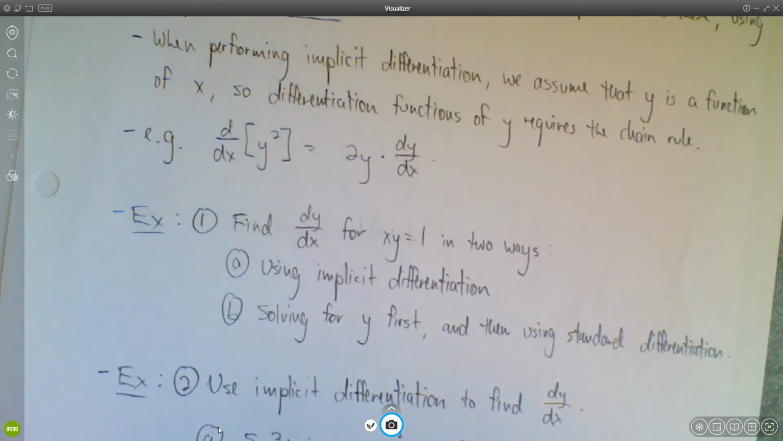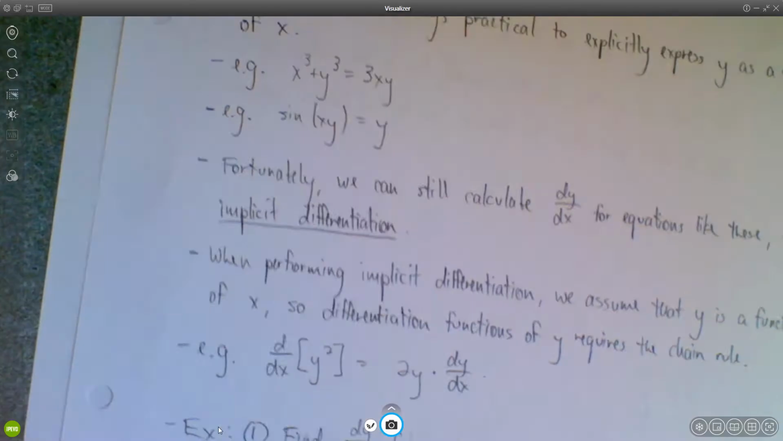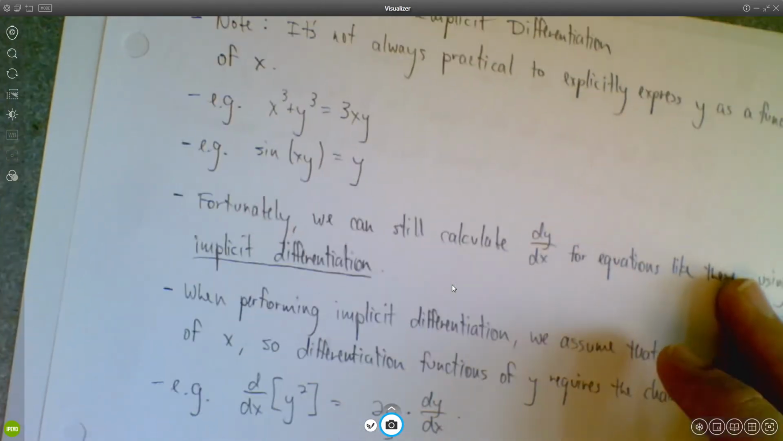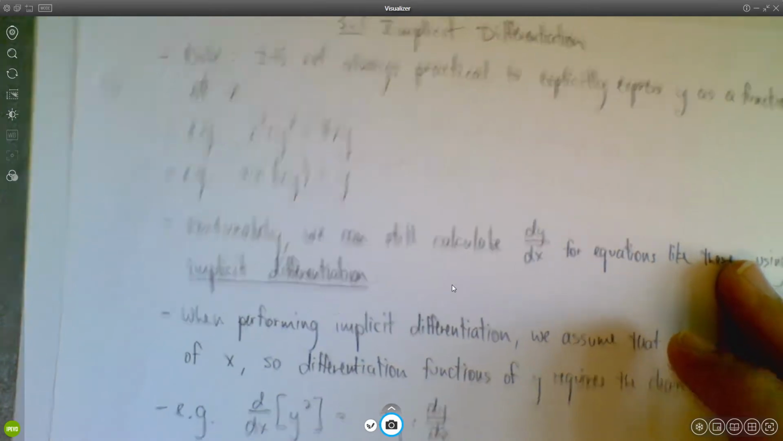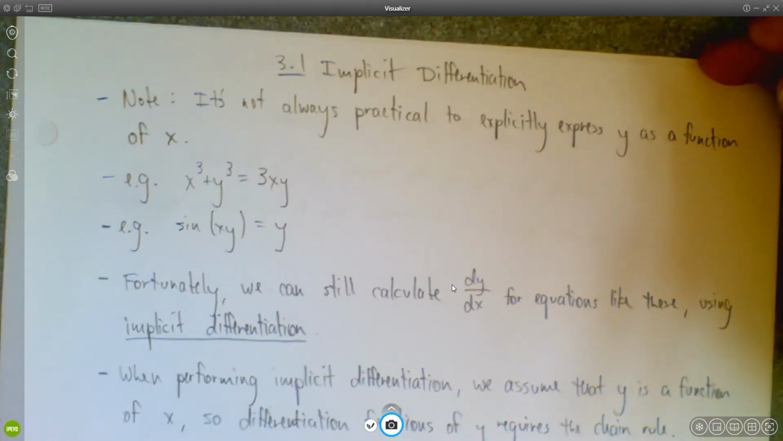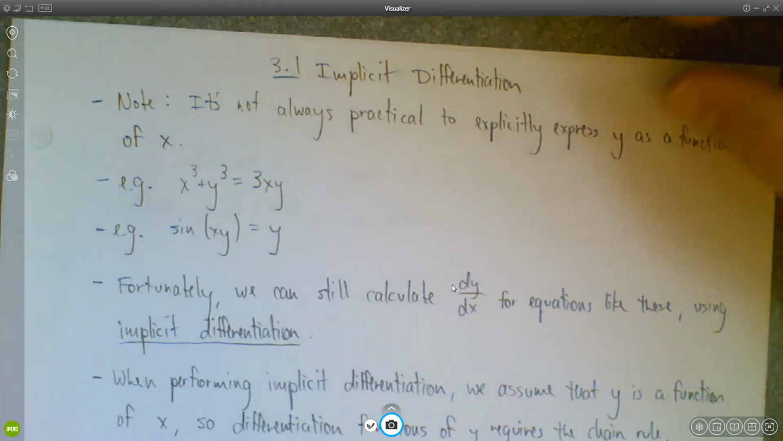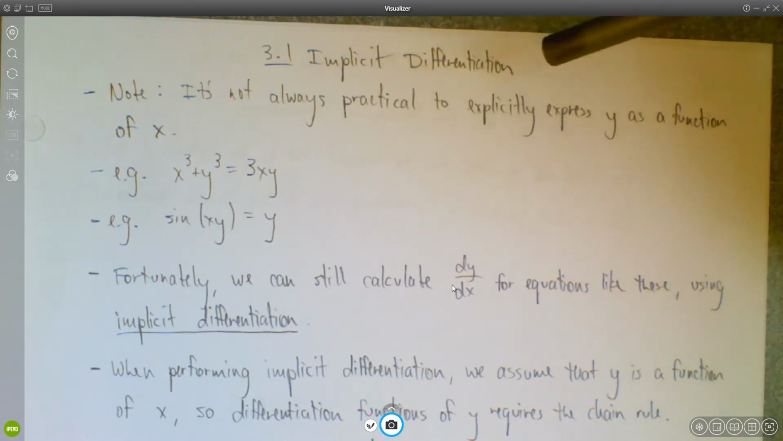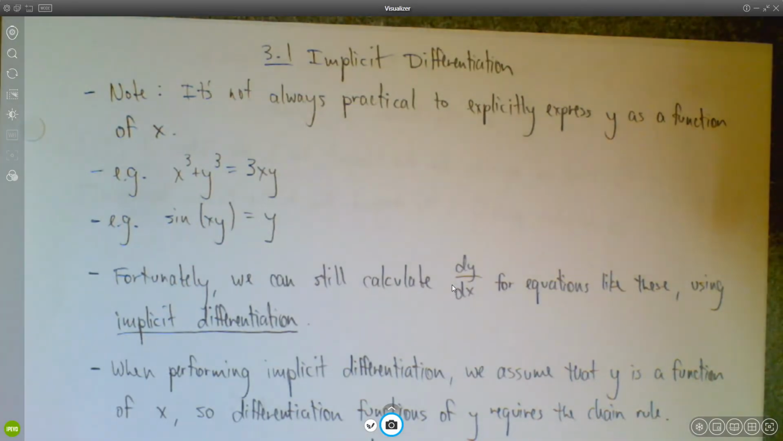All right, so let's talk about 3.1. Okay, so 3.1 is about implicit differentiation, and the idea is that it's not always practical to explicitly express y as a function of x.